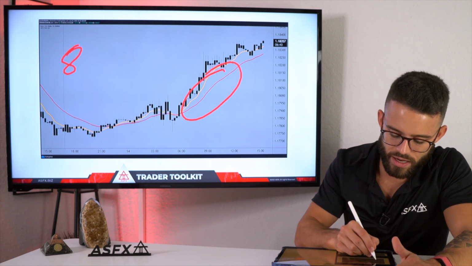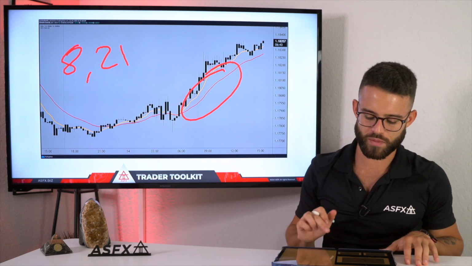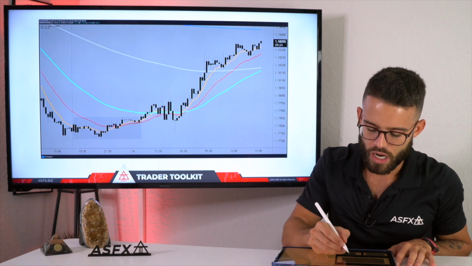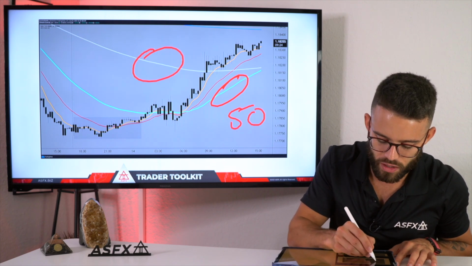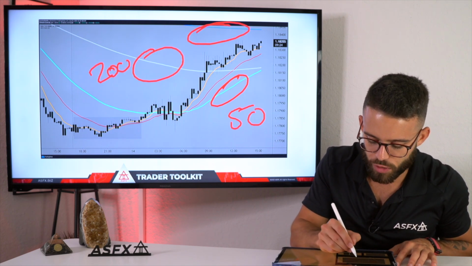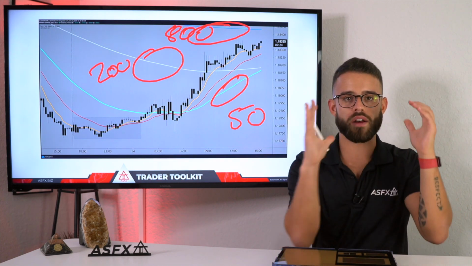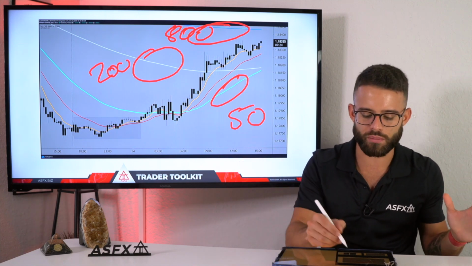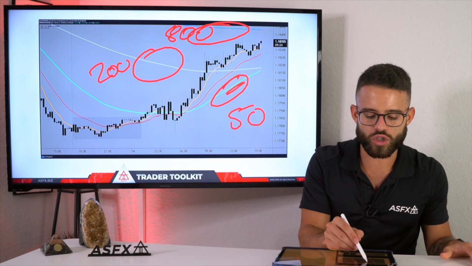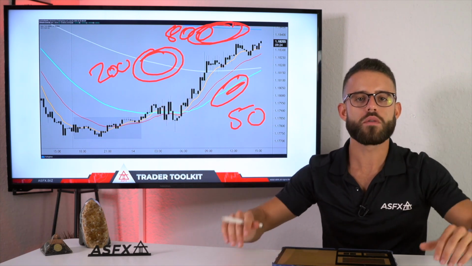So we have the 8 in yellow, then we have the red 21. So 8 and 21 moving averages, those are our short-term moving averages. Then we're going to add in 3 more. A light blue line here, that's the 50. A white line here, that's the 200. And then a dark blue line up there, that's the 800. So we have the 8 and 21, those are the short term. The 50 is like a medium term moving average, the light blue line right here. The 200 and the 800 are more of our higher time frame, longer time frame moving averages.